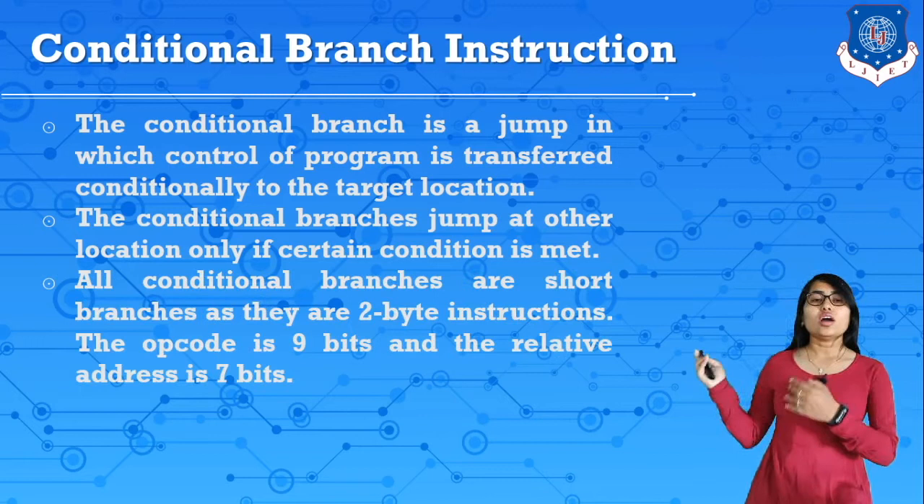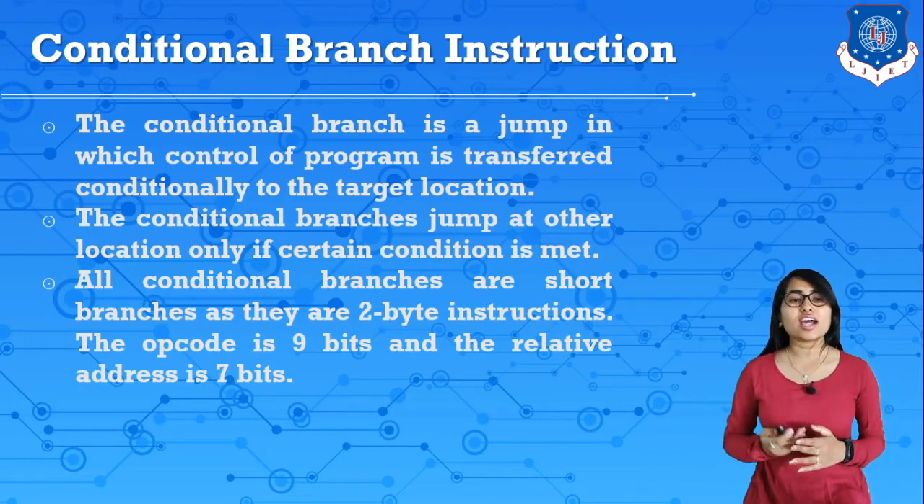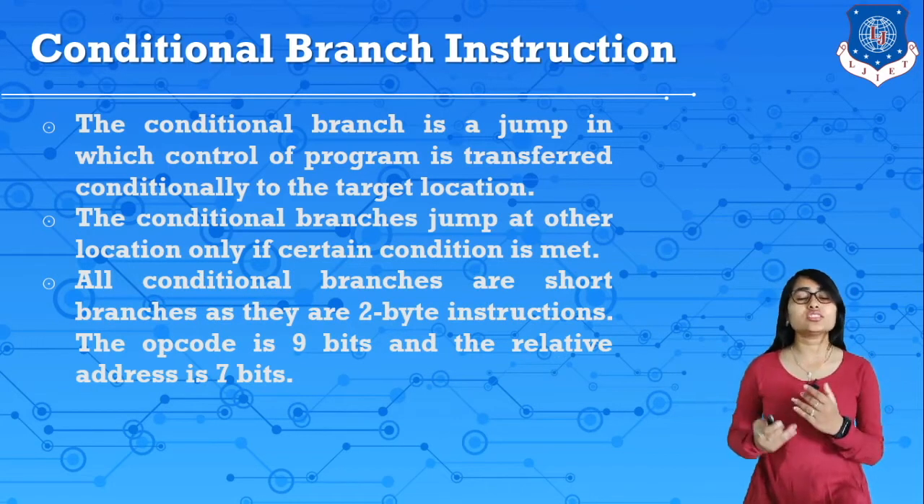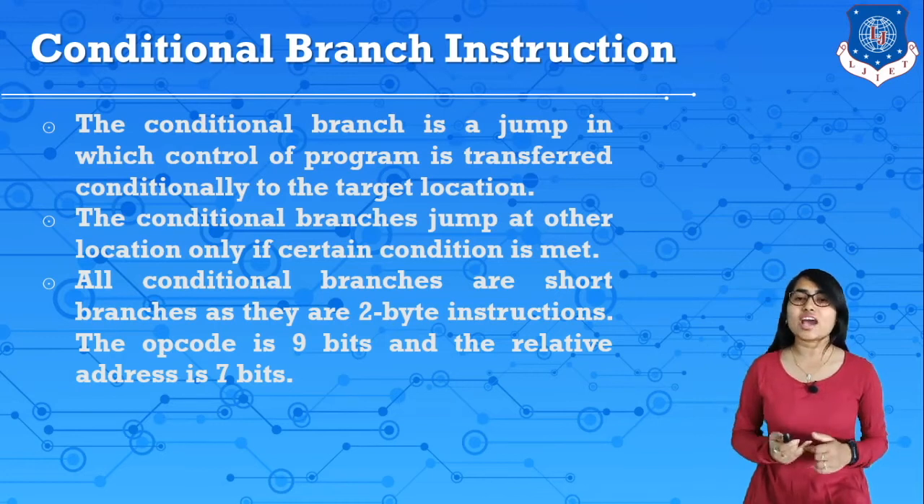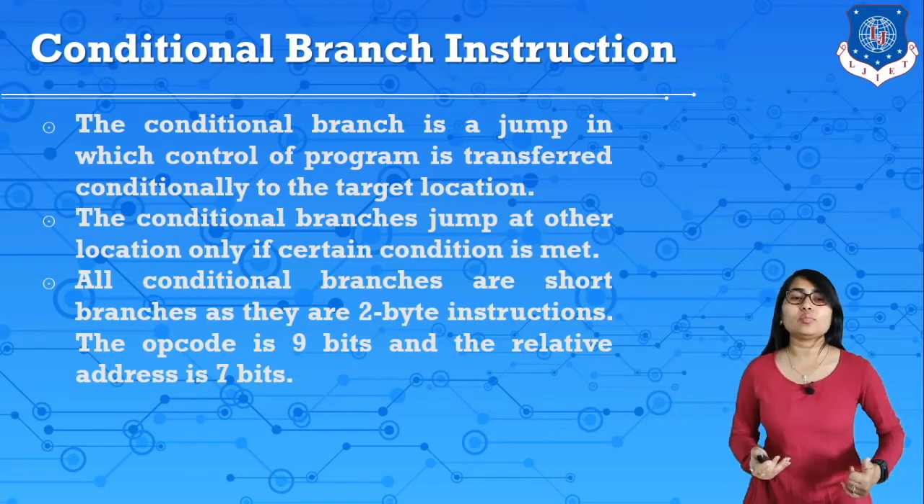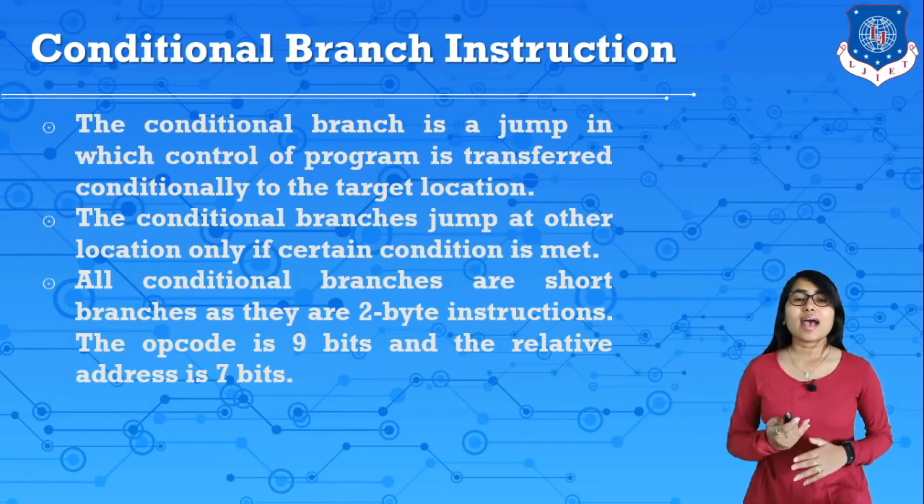All the conditional branches are short branches, that means short jumps, as they are 2-byte instructions. The opcode is 9-bit and the relative address is 7-bit. A 2-byte instruction means 16-bit, so of the 16 bits, 9 bits are used for the opcode, and for the address we have 7 bits in the AVR controller.